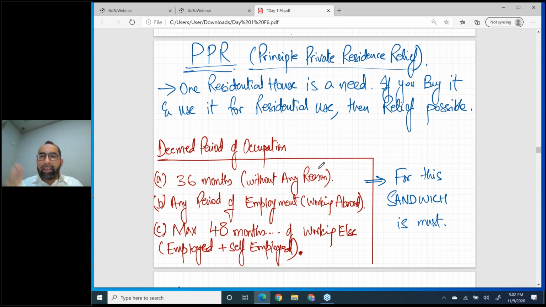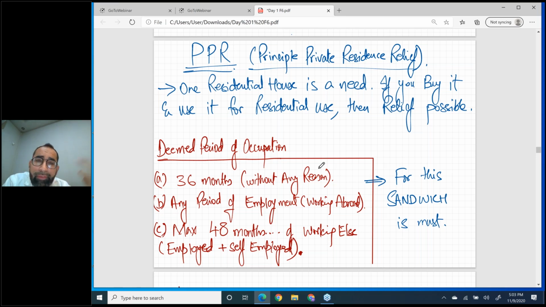So if you buy a house, you occupy it, and then you sell it, no tax. Now the second topic is deemed period of occupation. Listen, the UK government also knows that sometimes we also leave our private residence.